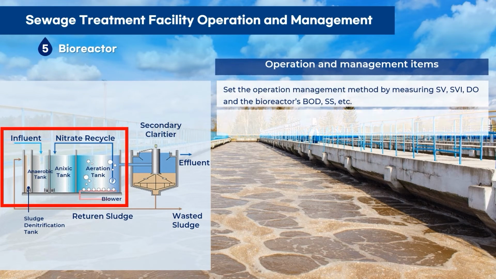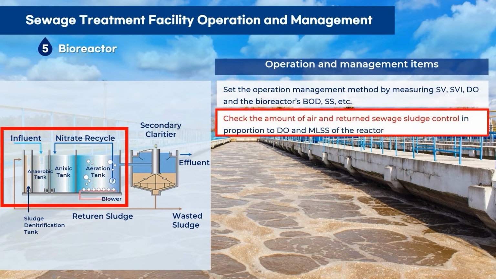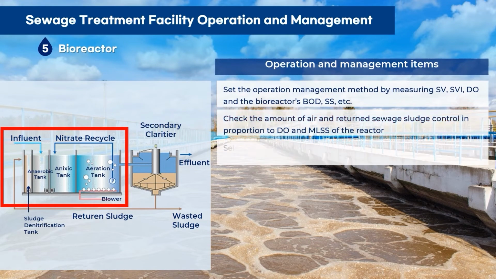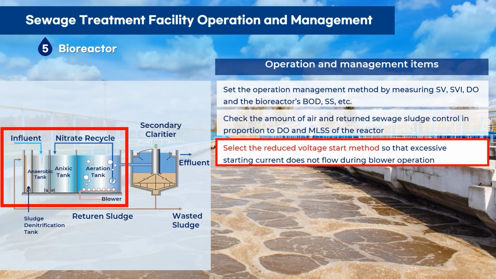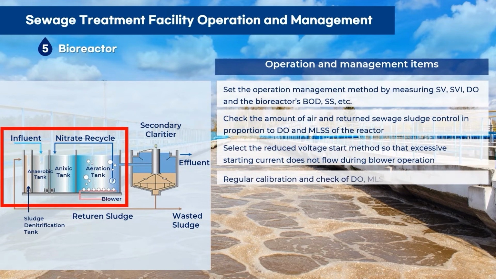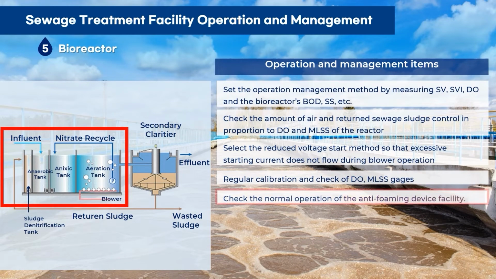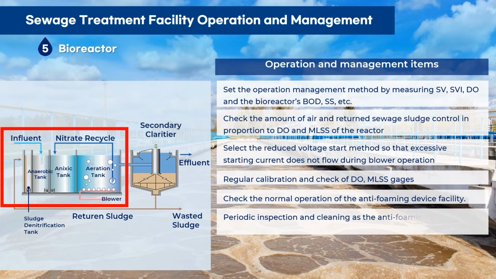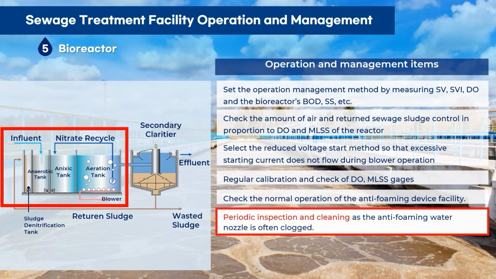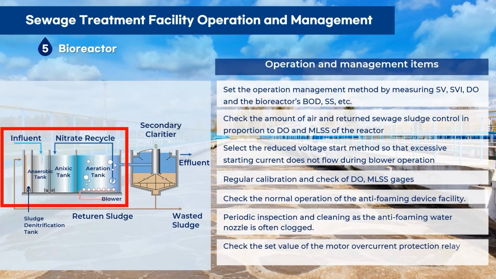Check for control of the amount of airflow and return sewage residue in proportion with DO and MLSS. When operating the air diffuser, use a reducer method to keep excessive starting current from flowing. Perform regular maintenance checks on the DO and MLSS gauges and check for the normal operation of antifoaming equipment. In addition, the antifoaming water nozzle can be easily clogged, so it should be regularly checked and cleaned, and the overcurrent protection set point of the air diffuser's electric motor should also be checked.